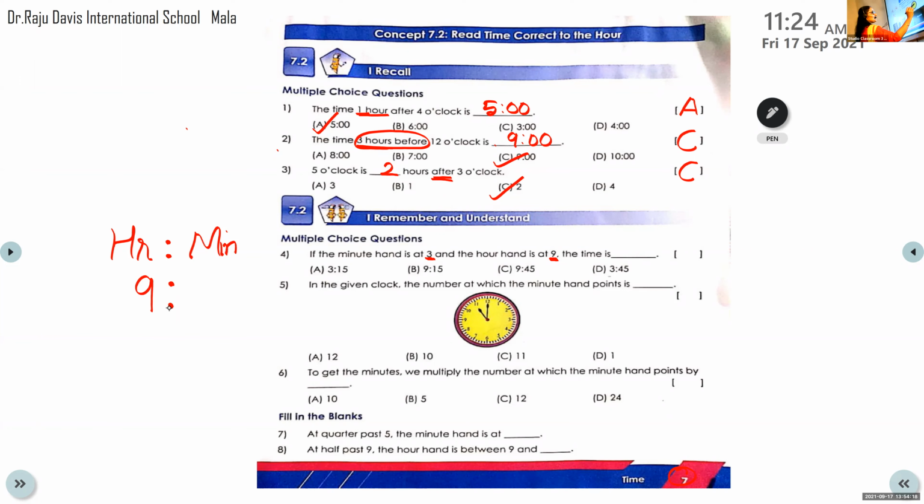If the minute hand is at 3, what you have to do over there? You have to multiply with 5, right? So it is 15. Good. 9:15. Put a tick mark on B, write 9:15 on the dash, and write B in the bracket. Good children. Good, Pranav. Also, he told the answer. Aryan, good.